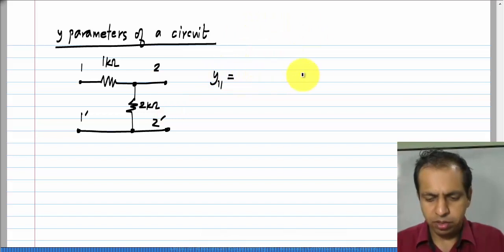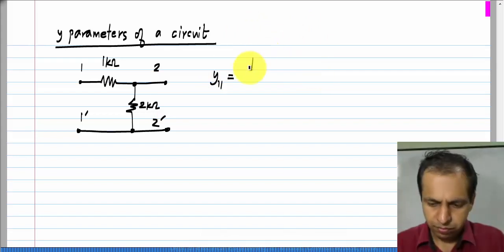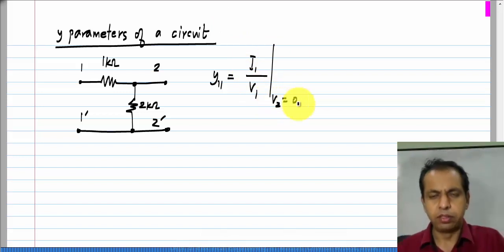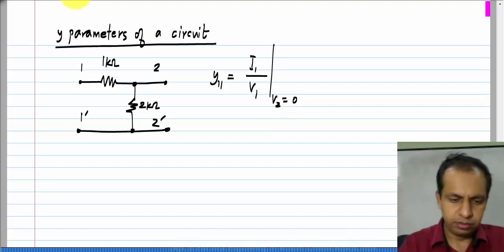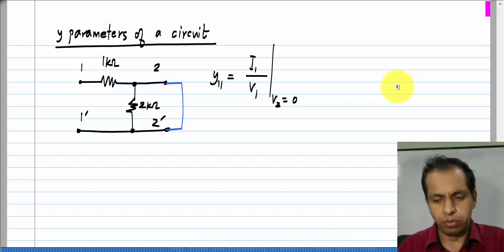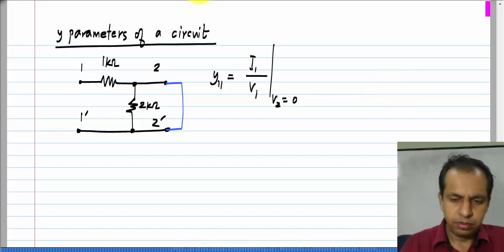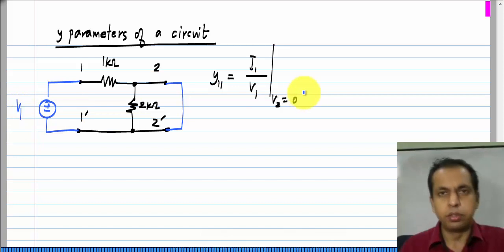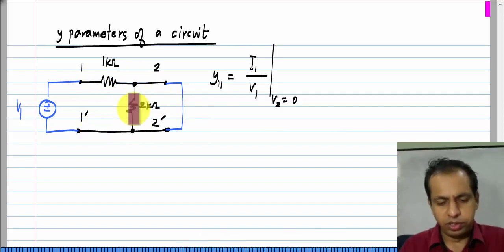So, y11 is I1 by V1 with V2 being shorted. Okay. So, I short the second port and I apply a voltage V1 to the first port. Now, it is clear that this V1 appears entirely across this 1 kilo ohm. Because of this short, the voltage across this 2 kilo ohm resistor is 0.